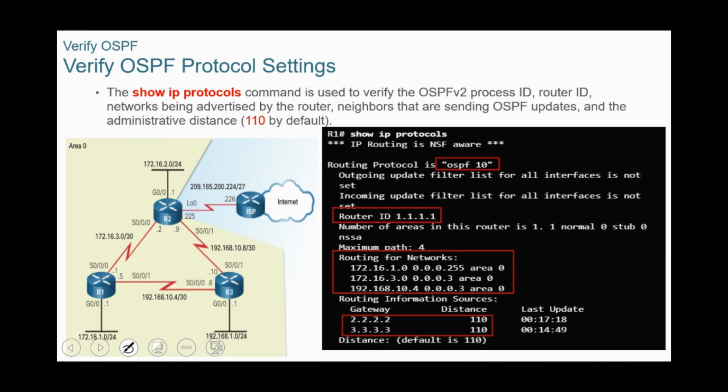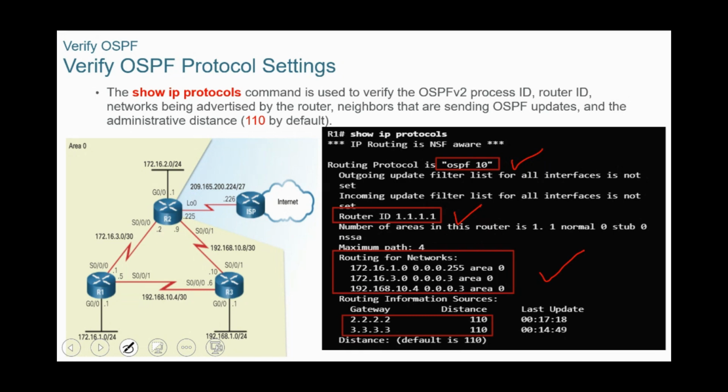How about when you run show ip protocols? Now, when you show the IP protocols, you are checking the routing protocol and your OSPF process ID. You can check your router ID as well, and you can check the networks that you configured, whether they are correct or not.